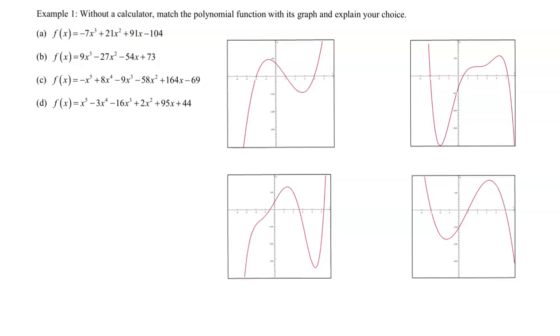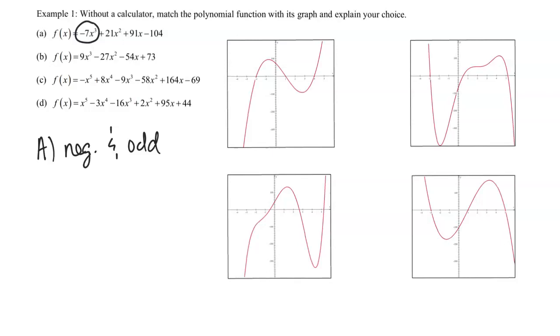Okay, so here in example 1, we want to try to apply what we've learned so far. And so without a calculator, let's see if we can match the polynomial function A, B, C, or D with its graph and then try to explain our choice. If we look at A, it has a leading term of negative 7x cubed. And so A has a negative lead coefficient and an odd degree.